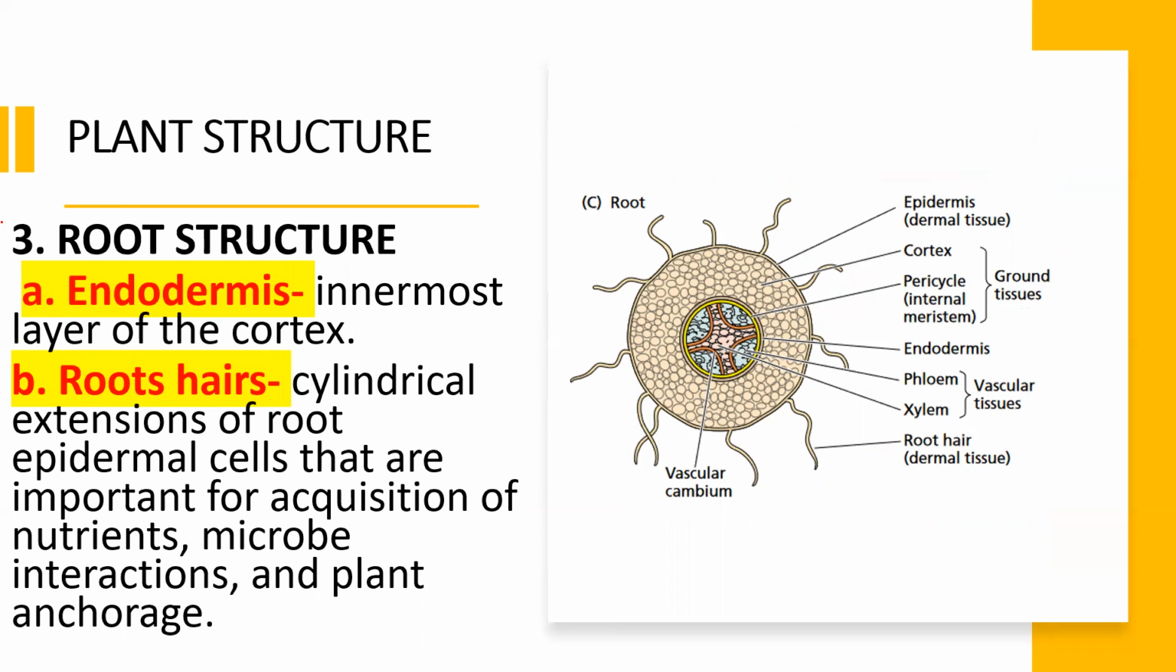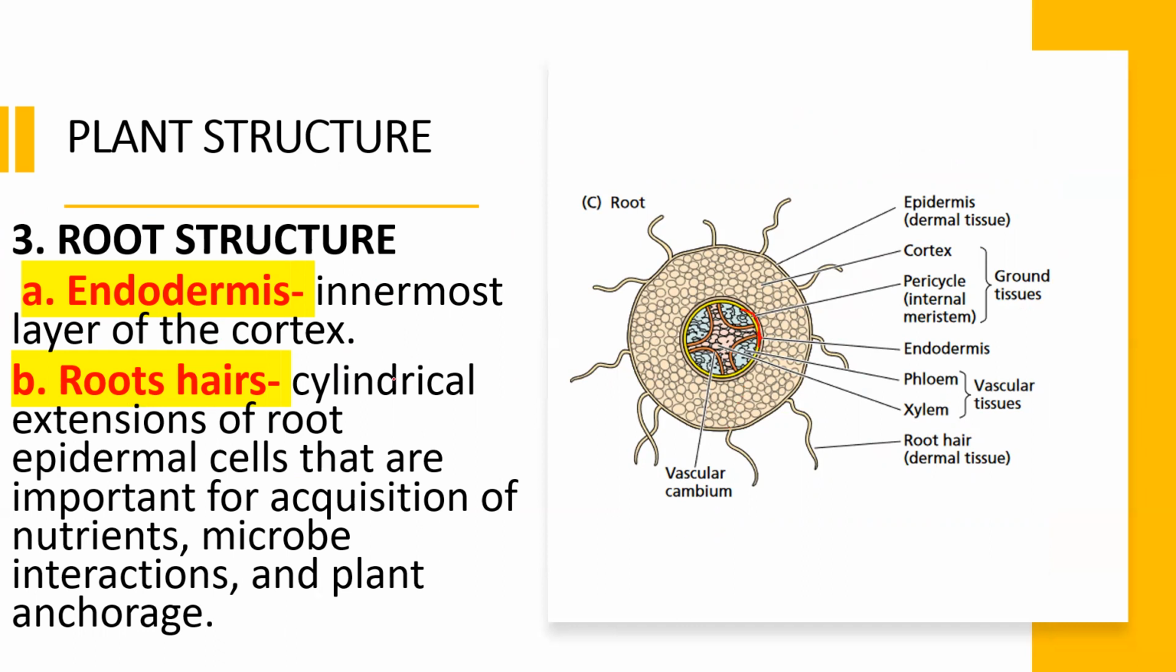So the root structure, meron tayong mga parts. We have the endodermis. So kapag sinabi nating endo, it means ito ay nasa loob. So endodermis is the innermost layer of the cortex. So saan located ang endodermis? So this is the endodermis. Yung yellow ang kanyang kulay. Okay? The yellow color is what we call the endodermis.